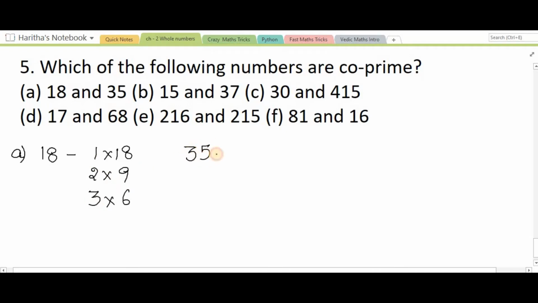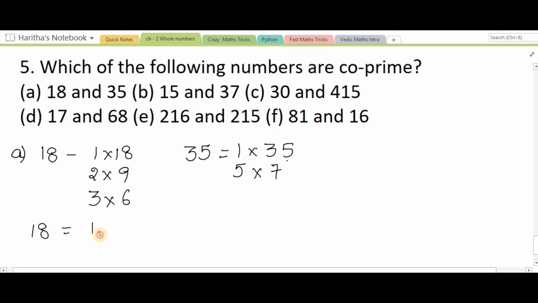Now we'll find the factors of 35. In the 2 table you will not get 35 because the last digit is not even. In the 3 table, 3 plus 5 is 8, and 8 is not a multiple of 3, so you will not get 35 there either. In the 4 table, 4 8s are 32 and 4 9s are 36, so you will not get it. In the 5 table, 5 7s are 35. The 6 table will not come because 2 and 3 are not factors here. And the 7 table is already there.